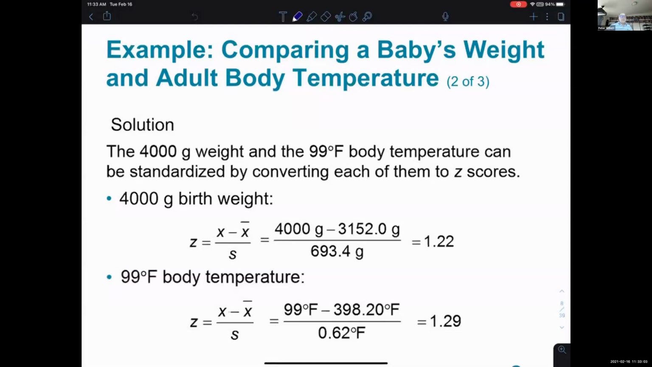Now, when they do the same thing for temperature, you'd say, all right, the measured temperature was 99 degrees. How far away is that from the mean? And then divide that by how much a standard deviation is. And then you get a z-score of 1.29. So that means that the body temperature, when compared to the mean in the set of data values, was a little bit farther away in terms of how many standard deviations from the mean than the birth weight was. And so that would make the body temperature measurement, as those measurements go, a little bit more extreme of a body temperature measurement than the weight was as a birth weight.